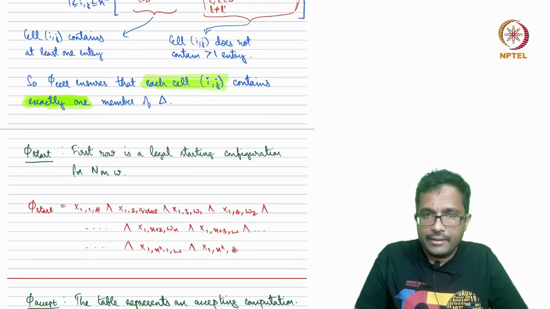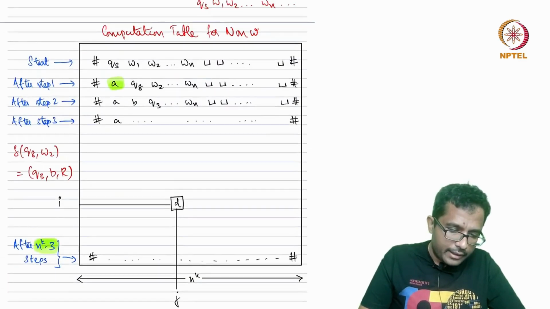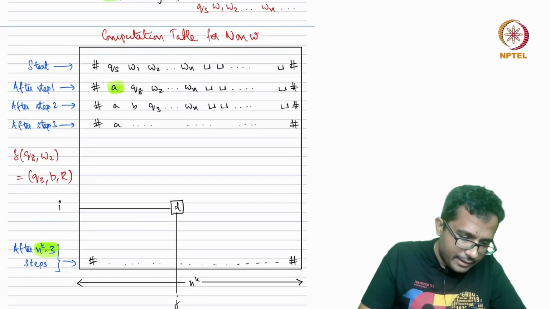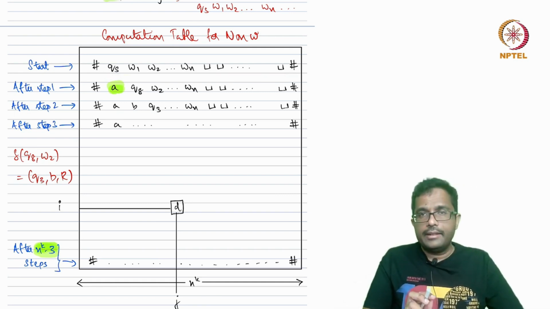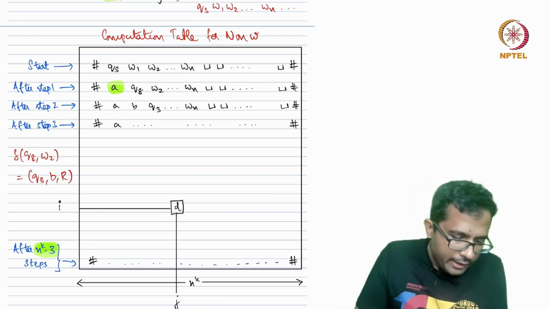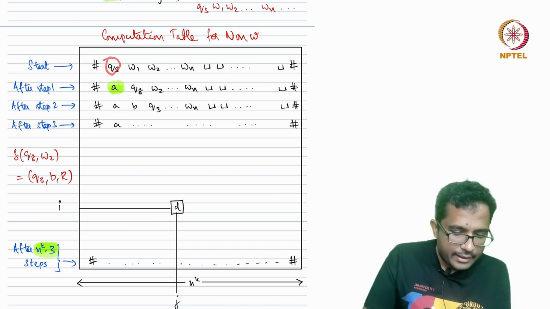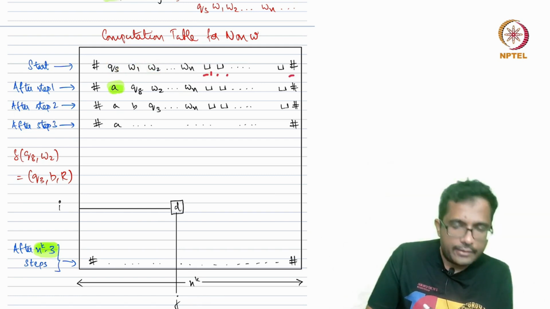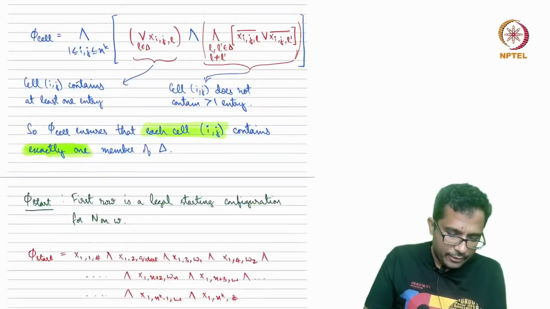Next is phi start, which is not that difficult. Phi start has to check whether the starting configuration is a valid starting configuration of N on W. So basically all it has to do is check whether the first symbol is hash, second symbol is the starting state, third symbol is W1, fourth symbol is W2, and so on. And then there is a bunch of blanks, and finally hash. And we can just write a formula directly for this.